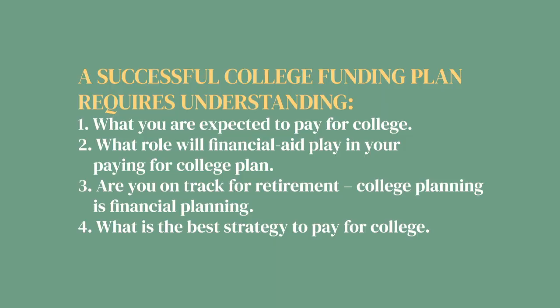College financial planning is really made up of 4 steps. Number 1 is understanding what you're expected to pay. Number 2 is understanding what role financial aid will play in your funding of college. Number 3, are you on track for retirement? College planning is financial planning. And lastly, what's the best strategy for your family to pay?